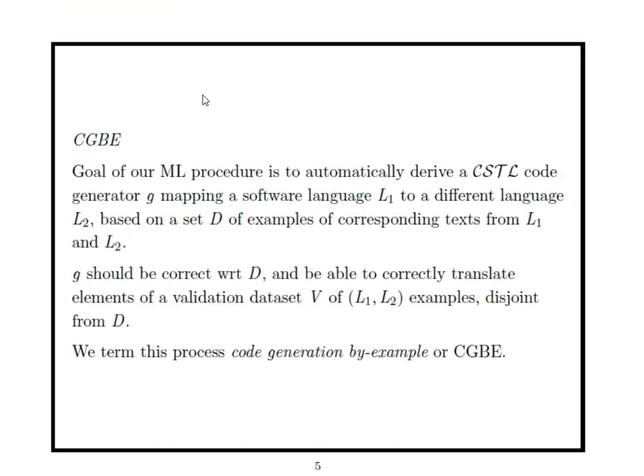So the goal of our procedure is to automatically derive such a translator, such a code generator, from a set of examples of corresponding text in the source and target language. And we expect, well, we want the generator to be correct with respect to that data set, and also to be correct with respect to a validation data set in the same way that we normally have with machine learning approaches. We need to validate the translation using a disjoint set of examples. We can call this process code generation by example, or CGBE.